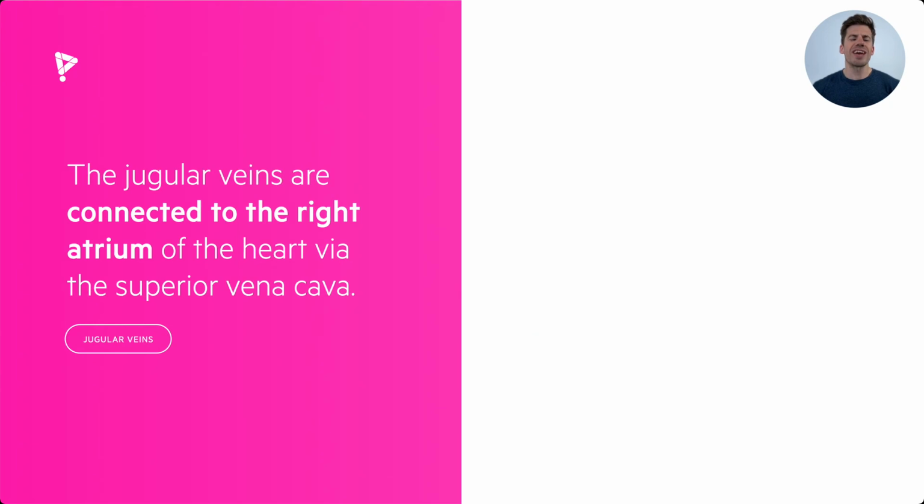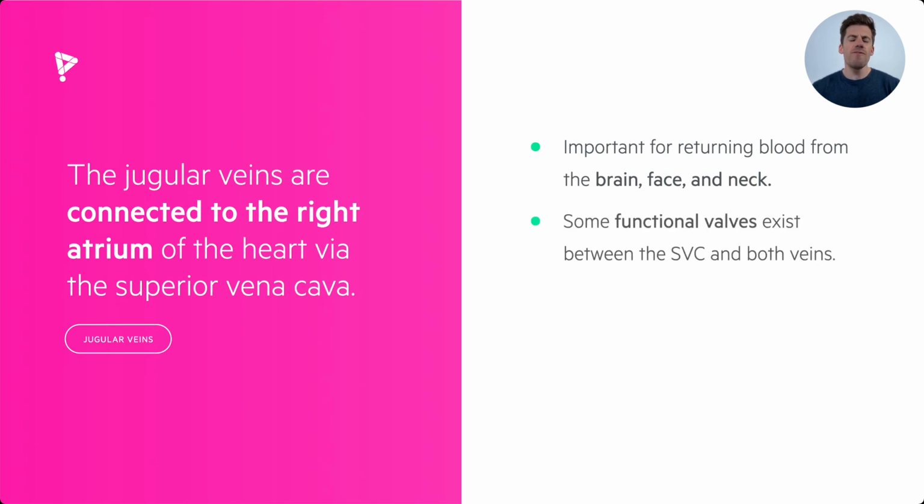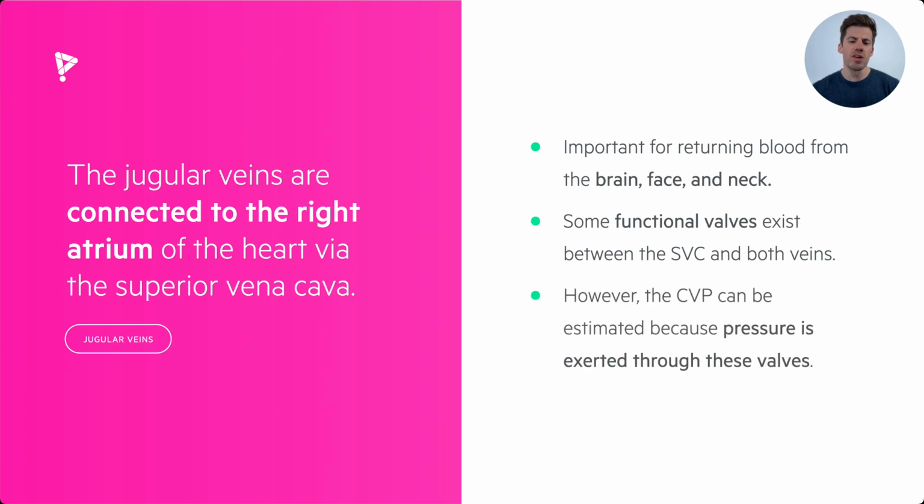The jugular veins are connected to the right atrium of the heart via the superior vena cava, and they're important for returning blood from the brain, face and neck. Some functional valves do exist between the superior vena cava and both veins, but the CVP can be estimated because pressure is exerted through these functional valves.